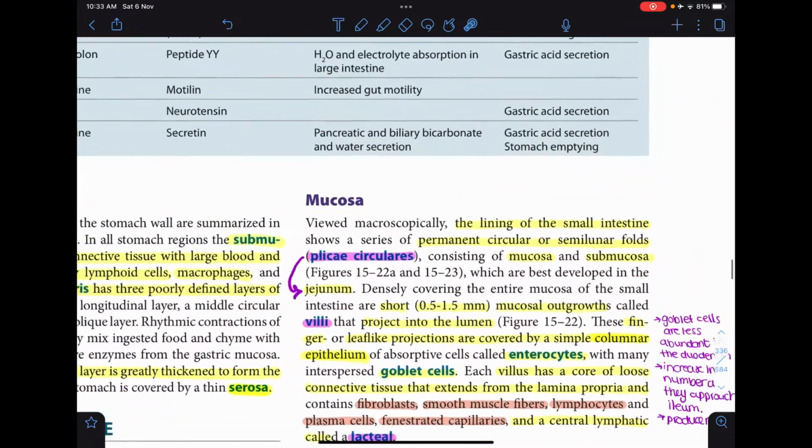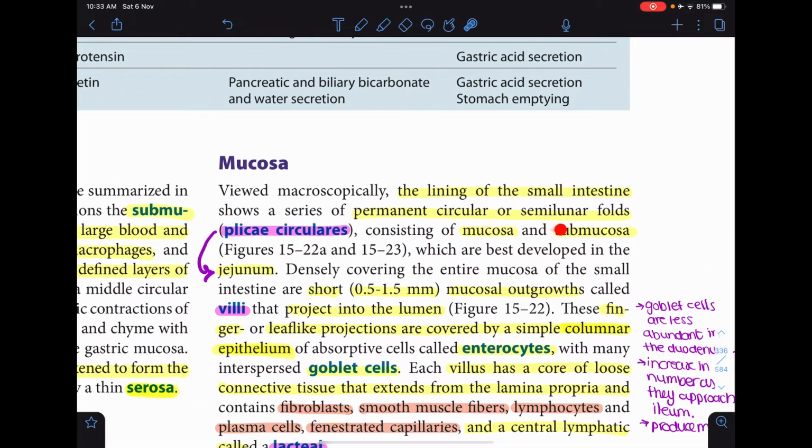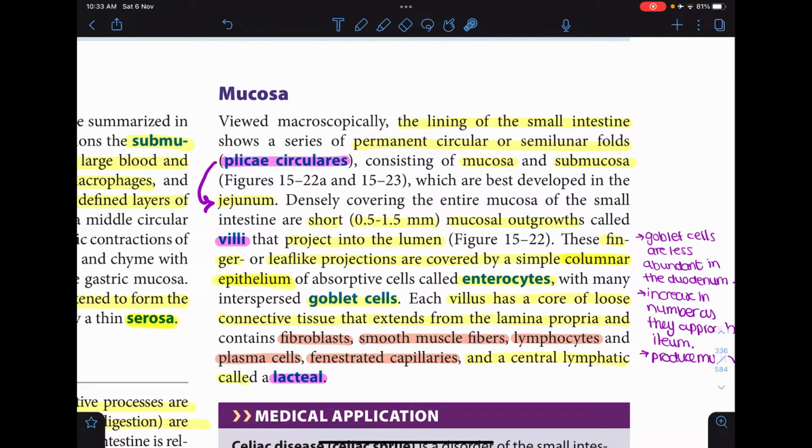Okay, they are a series of permanent circular or semilunar folds نفس ما حكينا هلا. They consist of mucosa and submucosa and they are best developed in the jejunum. عندنا كمان الvilli. The villi densely cover the entire mucosa of the small intestine. They are short mucosal outgrowths. They have a length of about 0.5 to 1.5 millimeter and they project into the lumen.